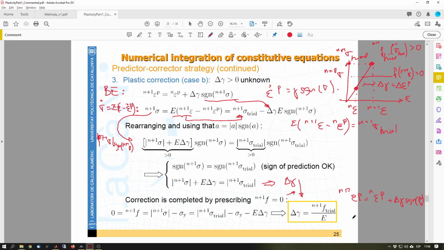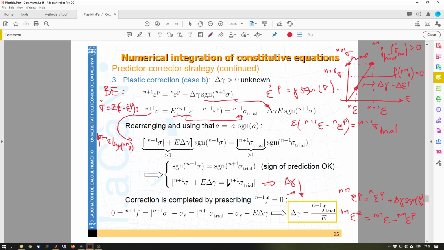So we know this value, and now our elastic strain n plus 1 is the total one that we have, is this value minus the one that we have just computed, right? So with that we have everything that we wanted. Once we have delta gamma, then we have the plastic strains, and then we have the elastic strains, and we also have the total stresses.